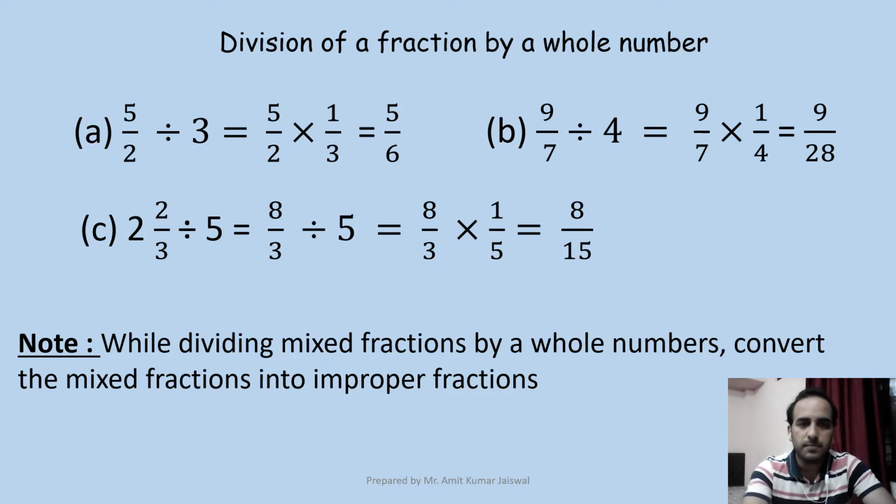Similarly, for the C part, we have a mixed fraction, 2 2 by 3, divided by 5. So converted, the improper fraction is 8 upon 3. So the mixed fraction 2 2 by 3 got converted into the improper fraction 8 upon 3, and divided by 5 here. So we have 8 upon 3 into 1 upon 5, and the product we have got is 8 upon 15.